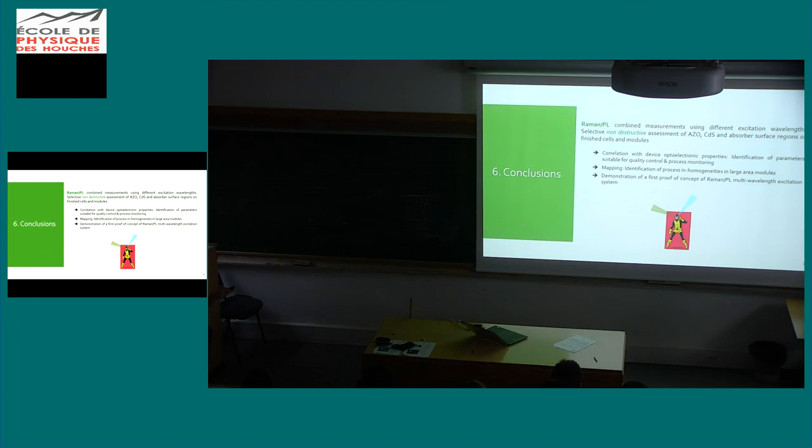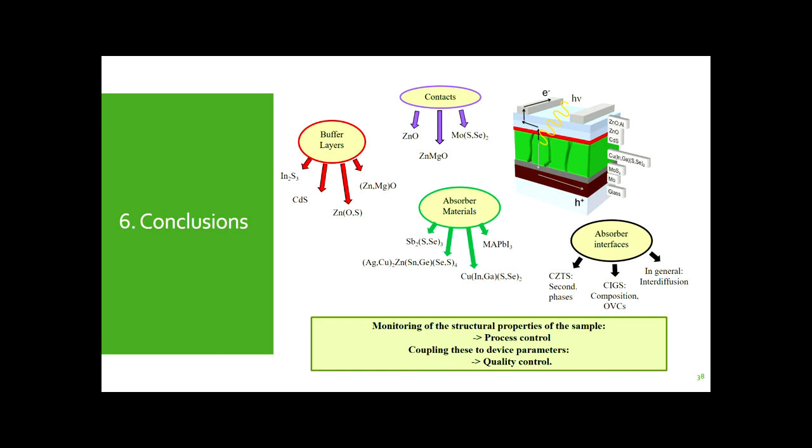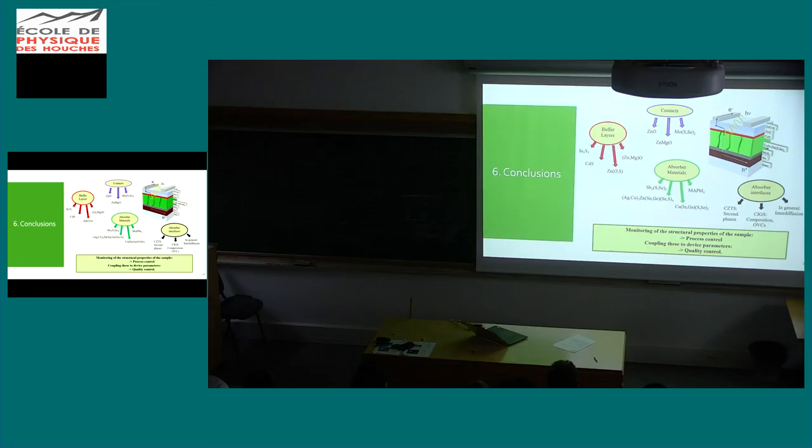And we can even go further, correlating with optoelectronic properties of the devices. Introducing mapping, we can identify inhomogeneities in large area modules. Even though I don't show any result here, it's fully possible. You can combine it with PL and have a lot of information at the same time; we are working on that. Basically, these are all the materials we have a lot of experience with: buffer layers, contacts, absorber materials, absorber interfaces. So it's very useful for all of them, and also for process control and quality control in the industry.